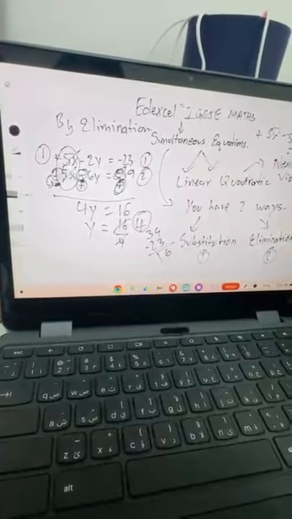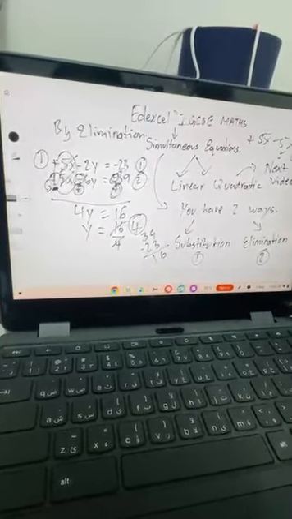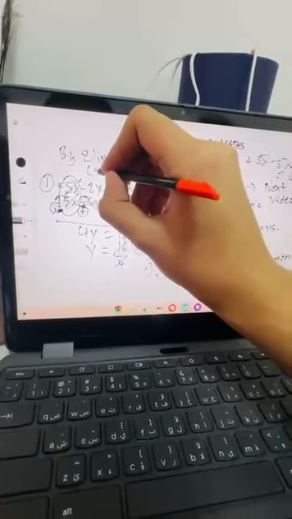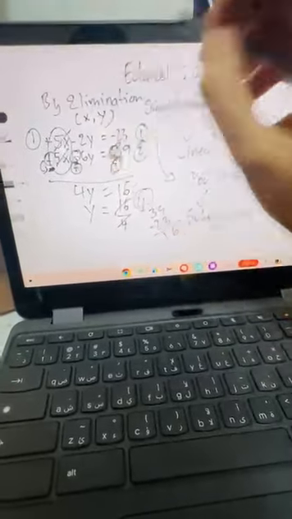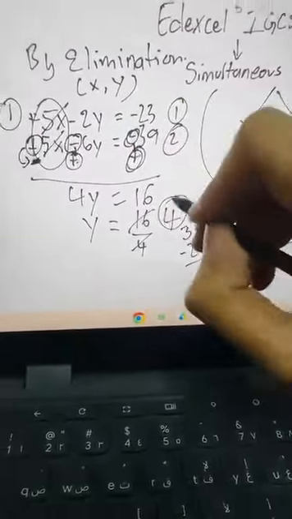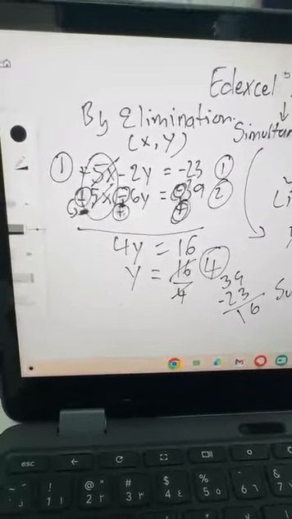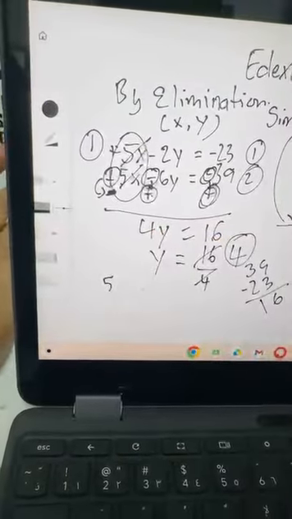But the question hasn't been finished. We have only found one of the values, y, which is 4. But the question says to find x and y. So we have a y value, but we still need to find the x value as well. So we need to substitute this y value into one of the equations. Either you can choose the first equation or the second equation. I'm choosing the first equation, but you can choose the second as well.